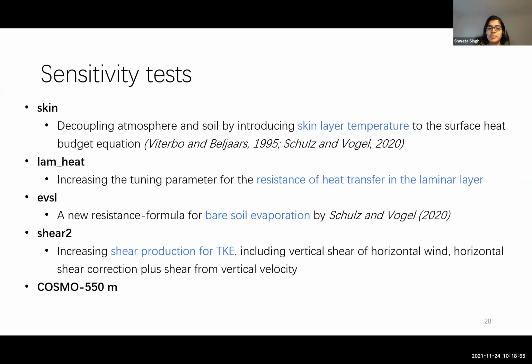Okay, good. Yeah, that explains. And are the two setups, COSMO 1 kilometer and 550 meter, in the same nested run, or are they two separate runs? It's two separate runs. We don't use nesting technique.